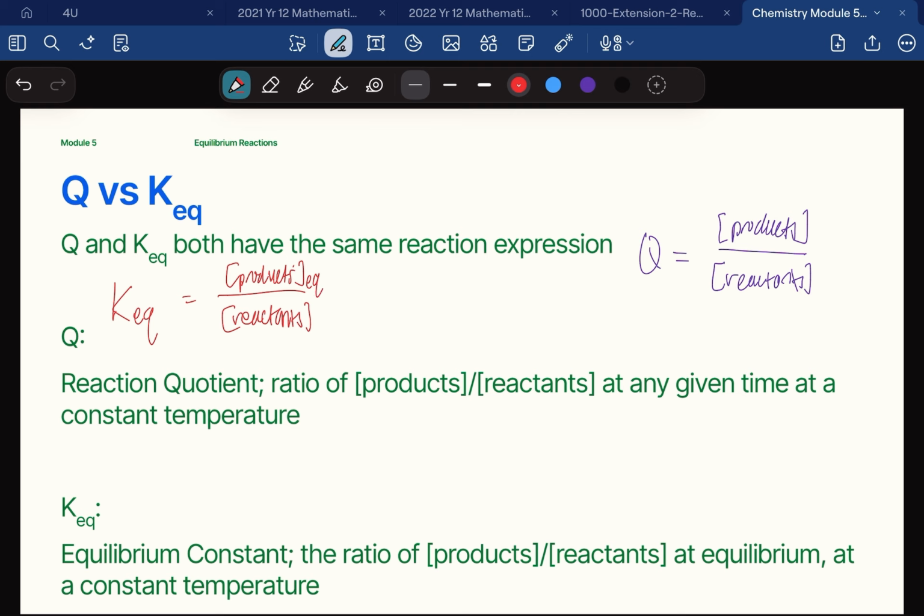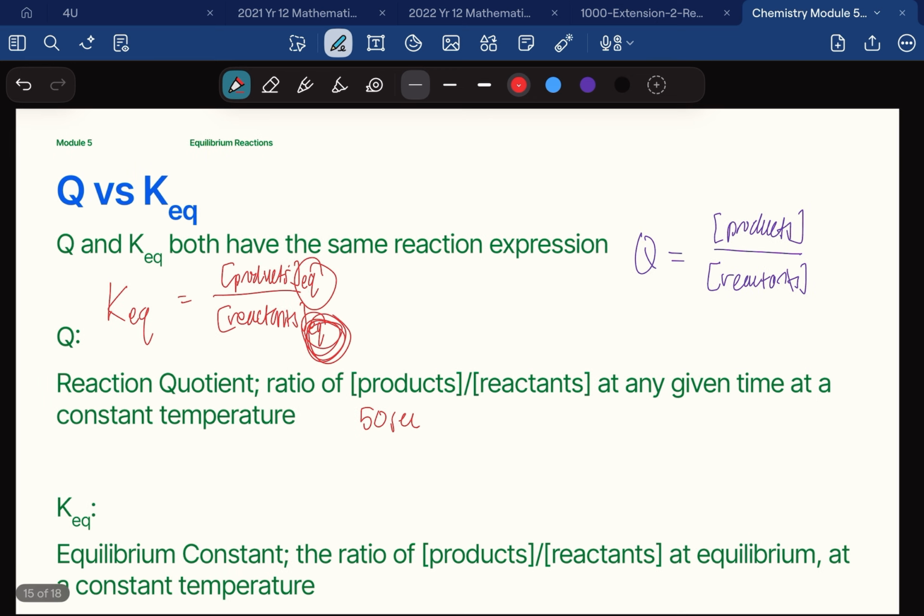KEQ measures the concentration of products to reactants at equilibrium. It's not at any other time. Let's say we have a reaction, and equilibrium happens at 50 seconds. When we measure KEQ, we're taking the concentrations of these products and these reactants at 50 seconds. But for Q, it's like KEQ, but you can measure it whenever you want. It's very useful, which I'll get to later, because it tells you in which direction the reaction needs to proceed to reach equilibrium.